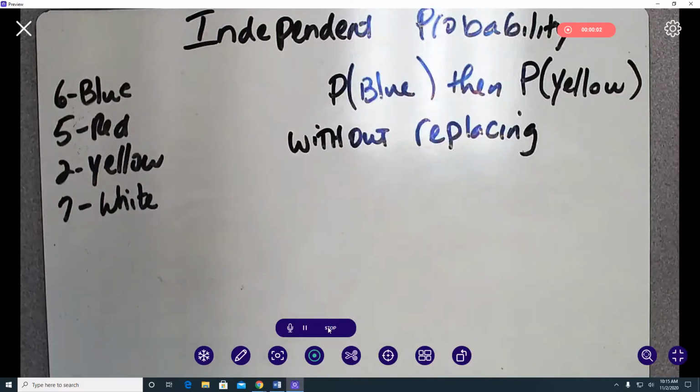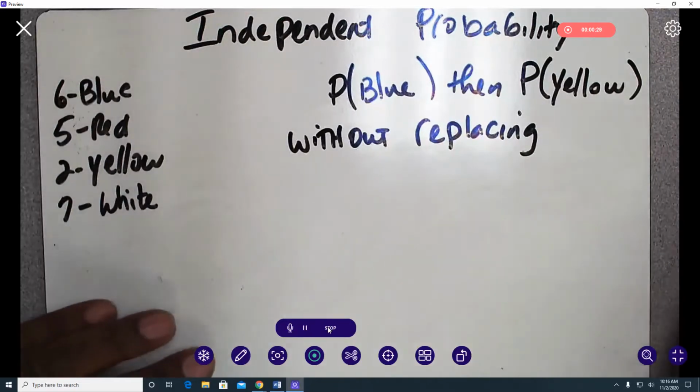Okay, so this is independent probability. Independent probability is when you have two selections and one of them is not dependent upon the other one. And what makes it independent is that once you pull the first time, you replace it and then you pull the second time.